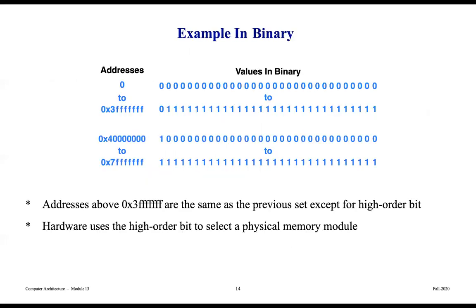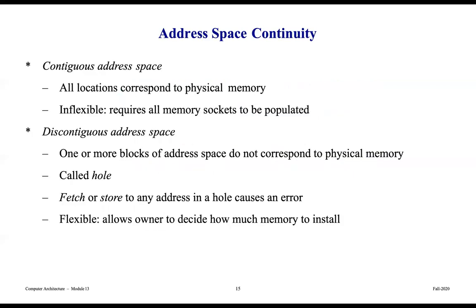So here's an example in binary, and we're showing how the physical address works. And you can see what the relationship would be between those. The addresses above 3FFFFF are the same as the previous set, except for the high order bit. So it's just this one bit. Hardware can use this high order bit to select a physical memory module. So that's going to be a lot easier than actually doing a computation, as outlined in the pseudocode.